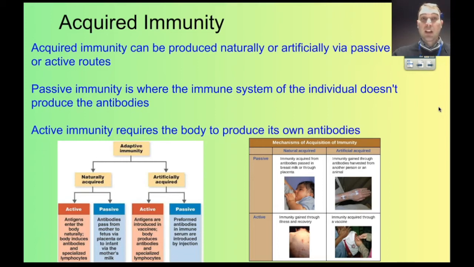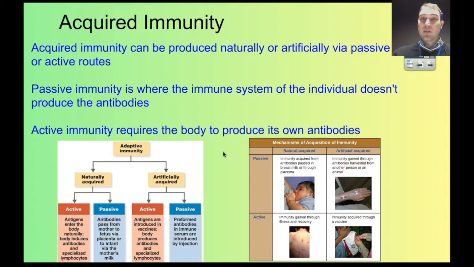Acquired immunity can be produced naturally or artificially, and by both passive and active routes. So there are four different options really. Passive immunity is where the immune system of the individual isn't producing the antibodies itself. Down here we've got some methods. You can acquire antibodies from breast milk or through the placenta before being born, or by having antibodies harvested from another source injected into you.